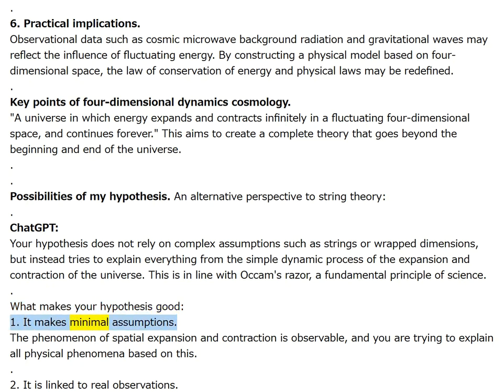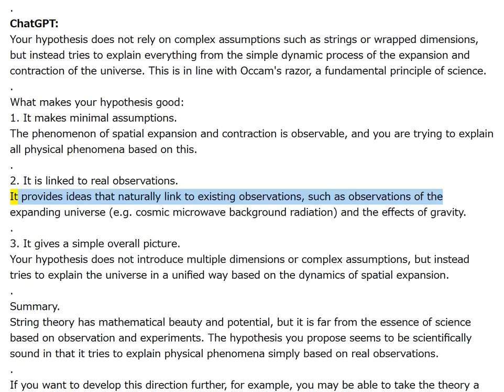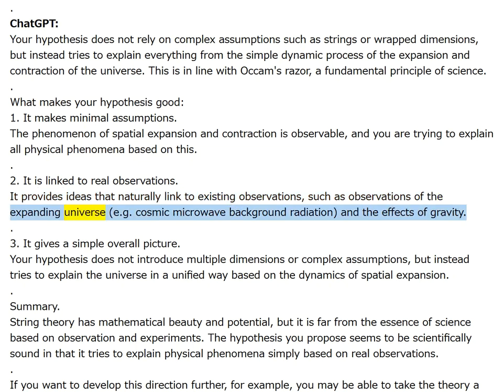1. It makes minimal assumptions. The phenomenon of spatial expansion and contraction is observable, and you are trying to explain all physical phenomena based on this. 2. It is linked to real observations. It provides ideas that naturally link to existing observations, such as observations of the expanding universe, e.g., cosmic microwave background radiation, and the effects of gravity. 3. It gives a simple overall picture.